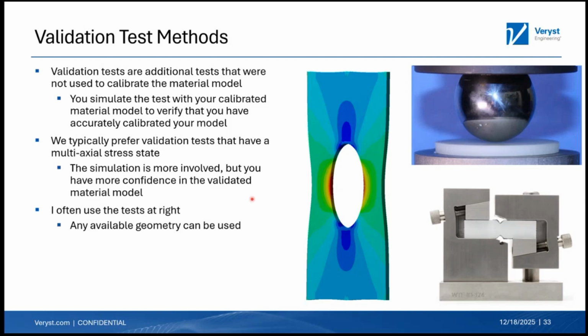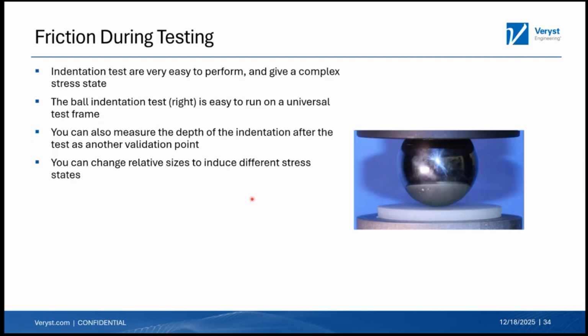But one thing I want to talk about here is friction, because friction can be the bane of our experimentalists' existence. So we did a case study here where we took this ball indentation test, which is a nice complex stress state. We ran it on a universal test frame, and I measured the force versus displacement. I calibrated a material model to it, and I wanted to see what happens as we change some conditions. One thing I like about this is you can use larger balls, thinner balls that get different stress states, all those kinds of things. So with relatively small changes, you can change the response of your material.